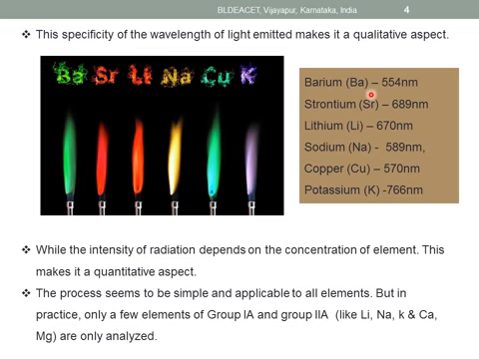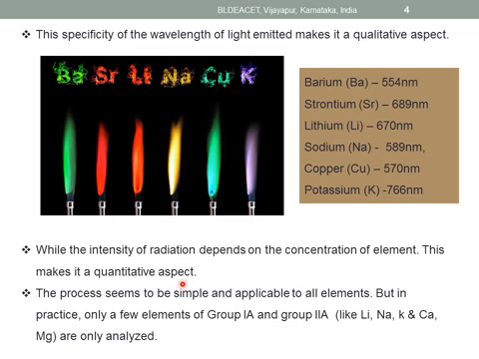That is, barium emits light at 544 nanometer wavelength, strontium emits at 689 nanometer, lithium 670, etc. Like this, different elements emit radiation at different wavelengths, which makes it a qualitative aspect. Similarly, the intensity of the radiation, which depends on the concentration of the element, makes it the quantitative aspect.